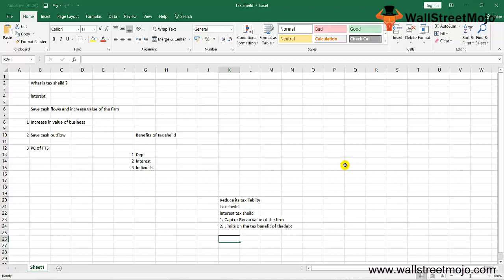Also the value of the levered firm or organization exceeds or equals the value of the unlevered firm or organization by the value of the firm's interest tax shields. So lease options are one of the live examples for utilization of the tax shield. Now let's understand interest tax shield calculation with an example.